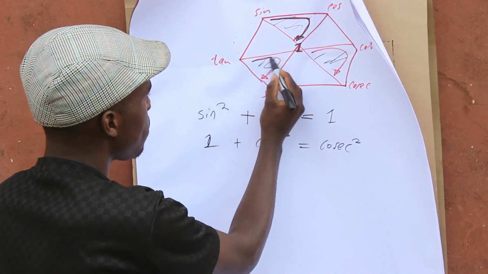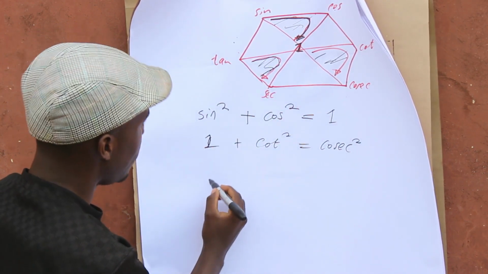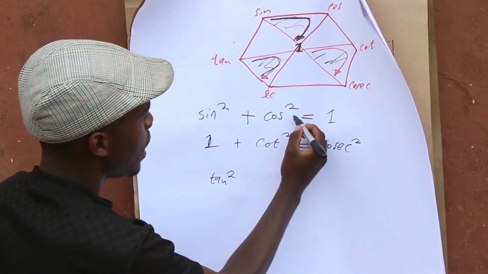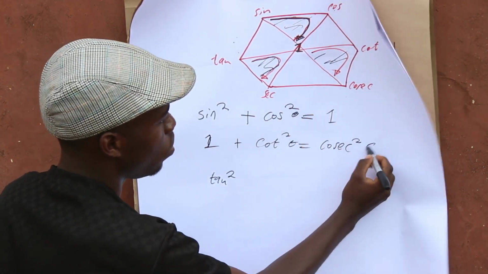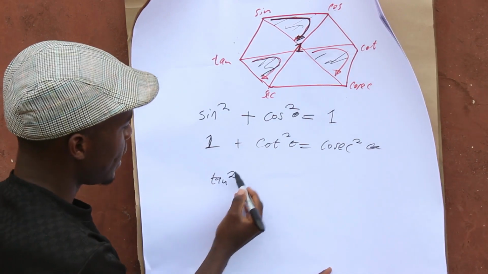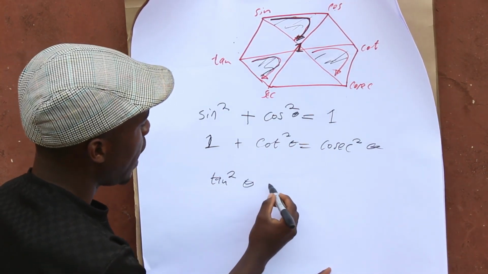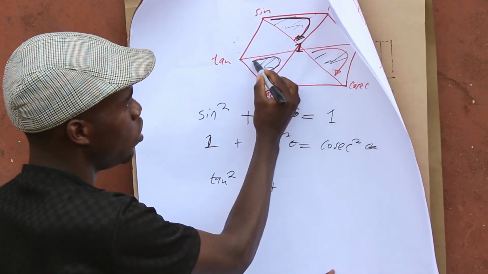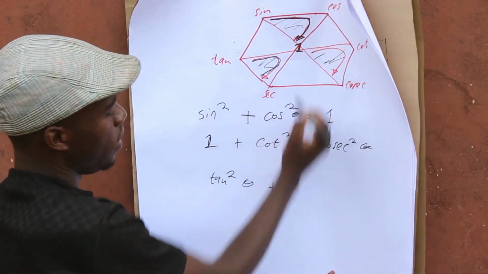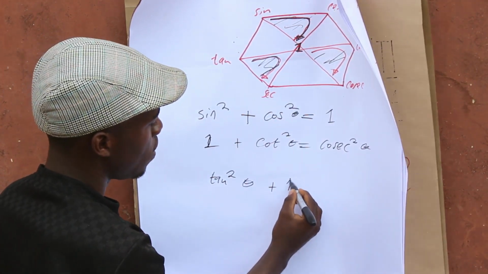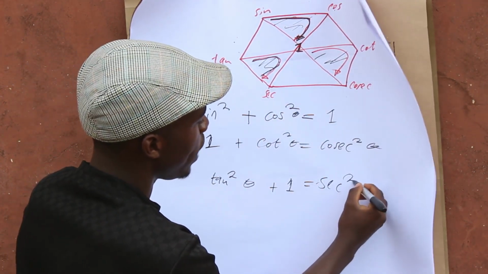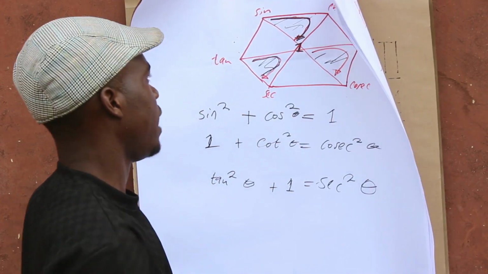When you come here, it's starting from here where we have tan. So write tan squared. I'm forgetting the theta here, but it's not important. So tan squared theta plus, here, if you see, we have 1 here, plus 1 equals sec squared theta.